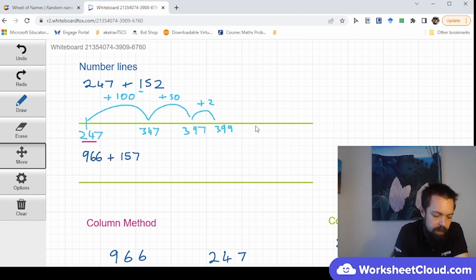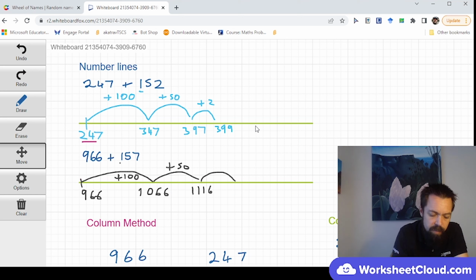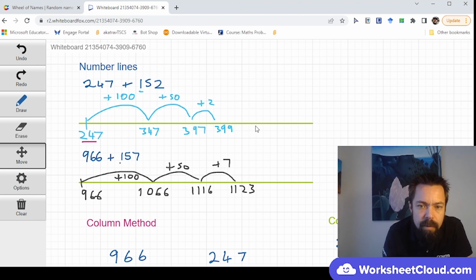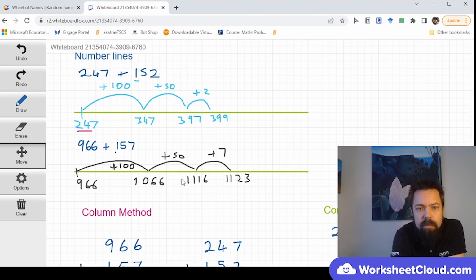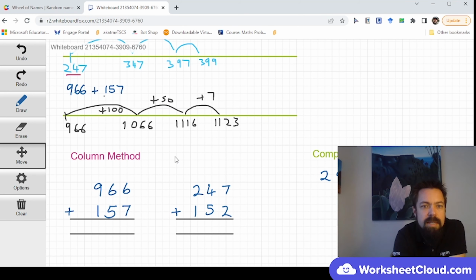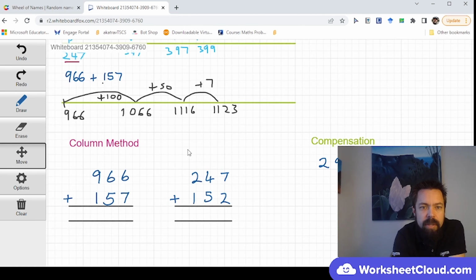Okay, let's look at the second example. I'm going to start again with putting my biggest number on the number line, 966. Then I'm going to jump my 100, which gives me 1,066. Going to jump my 50, which gives me 1,116. And finally, I'm going to jump my 7, which gives me 1,123. And that's my final answer. All right, so that's number lines. This is the one I said I use in my head when I'm doing it.